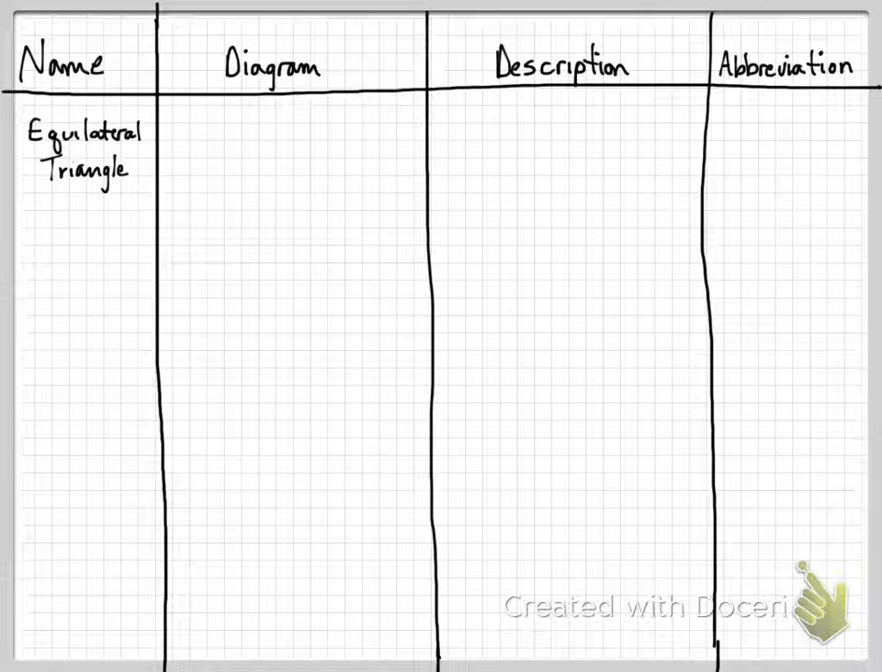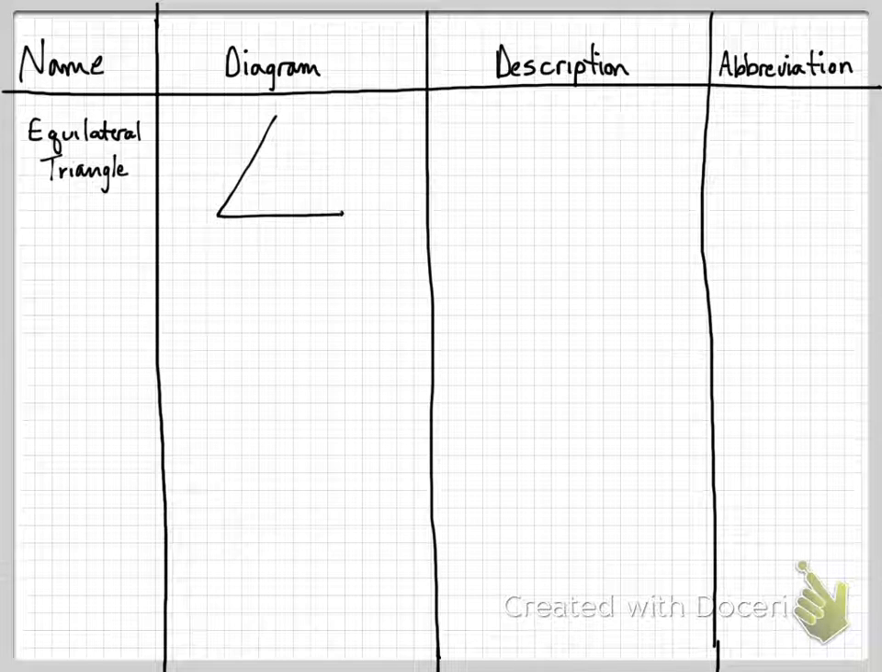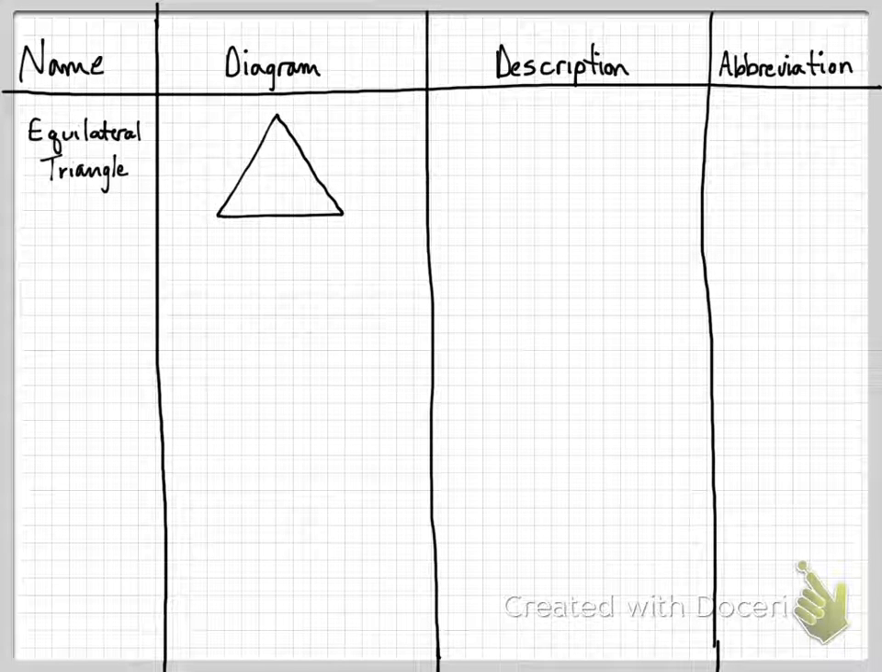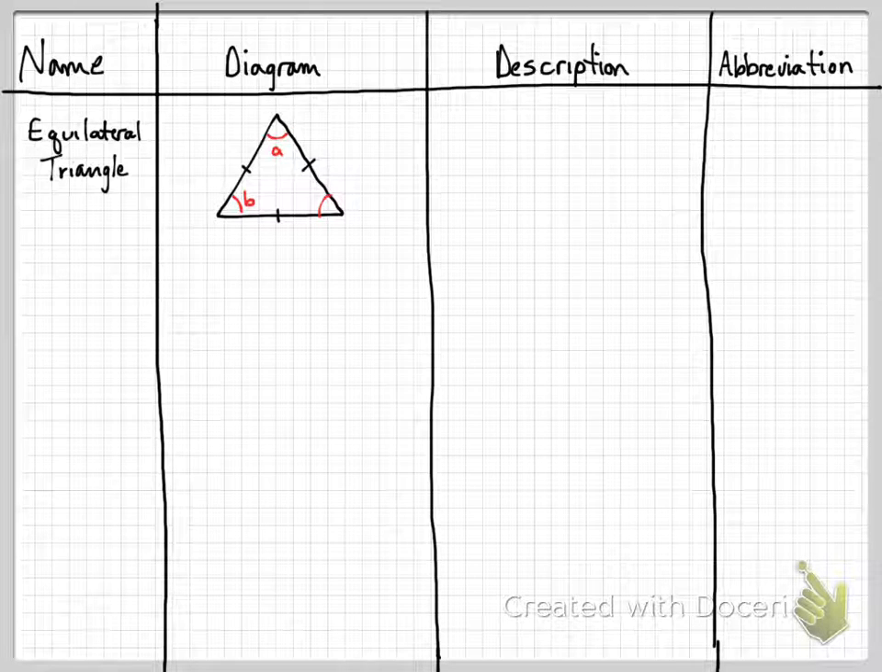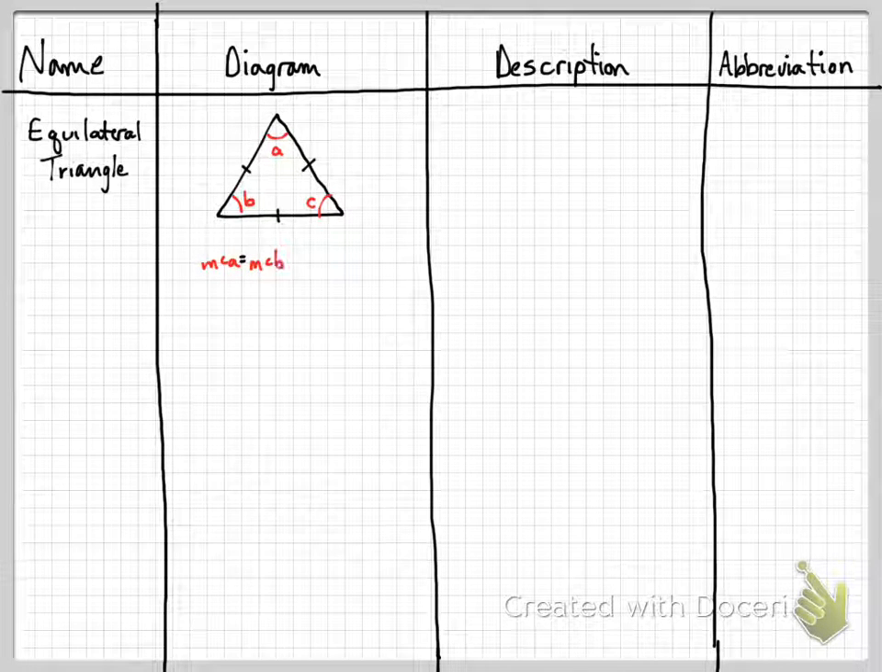Okay, and I'm going to draw an equilateral triangle best I can on this page. There you go. That looks pretty good. All three sides are congruent. You've got three angles right here, A, B, and C. And what can we say about all three angles A, B, and C? They are equal to each other. So the measure of angle A will equal the measure of angle B, and that will also equal the measure of angle C.